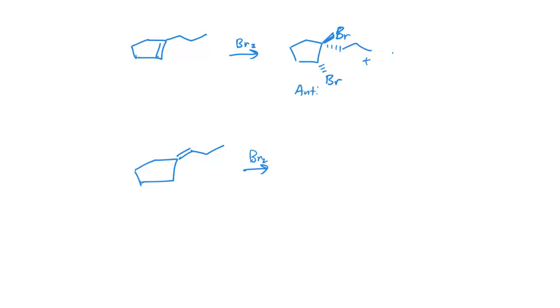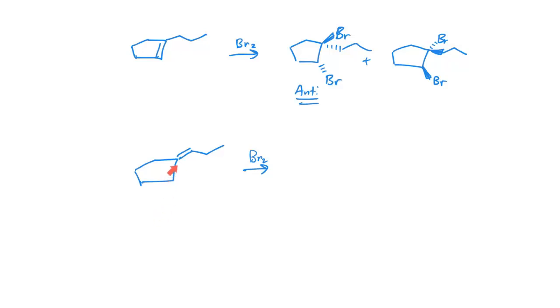And I can draw the other enantiomer here because, again, there's no control over which enantiomer would form preferentially. So I'm going to draw both of them. I'm going to make sure that I still show the anti-stereochemistry on these two molecules.